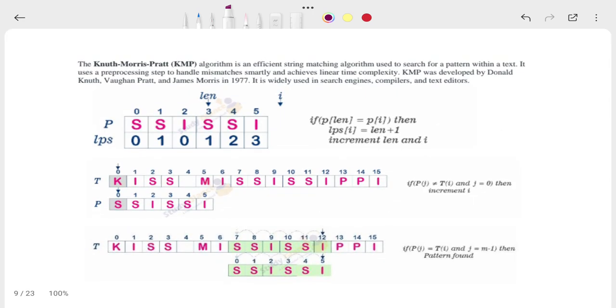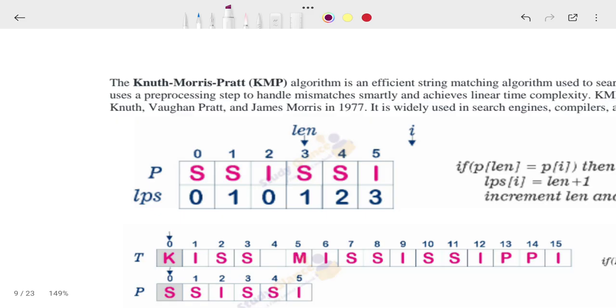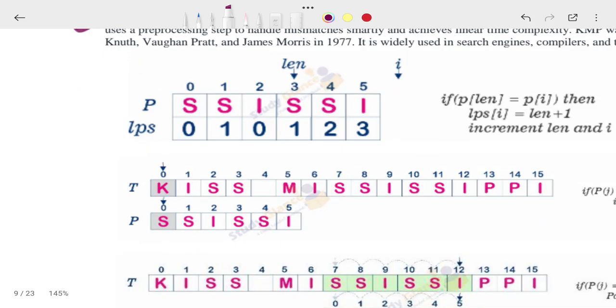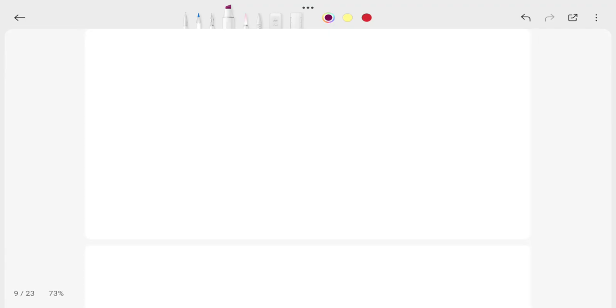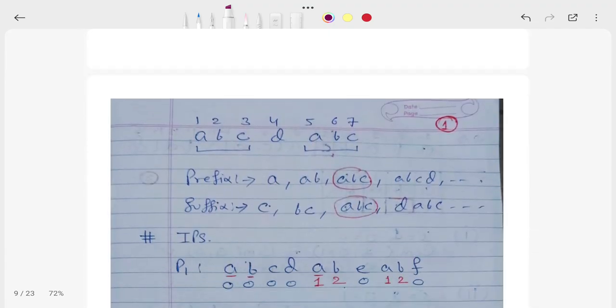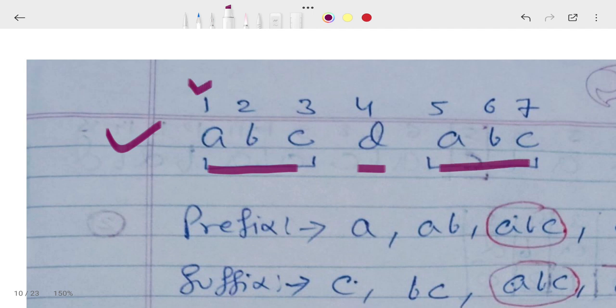Okay, so before starting KMP, we have to understand something. How does KMP work? Before starting KMP, at first I will come here. We will teach this, because it is very important if you want to learn natural language processing. Suppose we have a text, A, B, C, D and A, B, C, and this is the index 1, 2, 3, 4, 5, 6, 7 of my pattern.